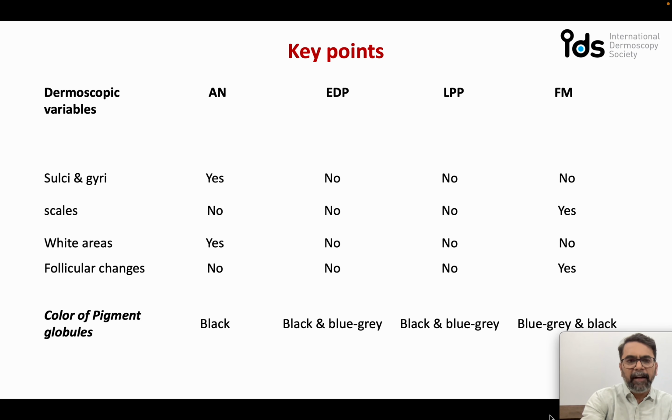So sulci and gyri were present in AN, and scales were exclusively present in FM, and white lines were present in acanthosis nigricans, whereas follicular changes were particularly seen in FM, and the color of the pigment globules was black in AN because it's only epidermal changes. Whereas EDP, LPP and FM involve a little bit of dermis also, hence the color of the pigment was black along with blue and gray.